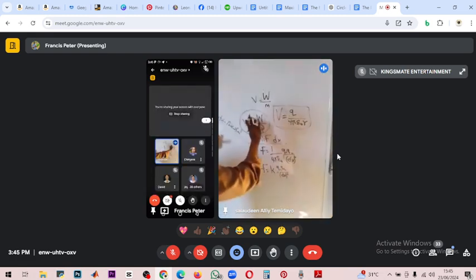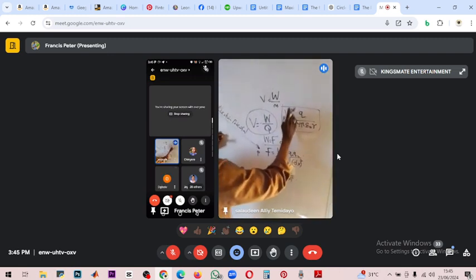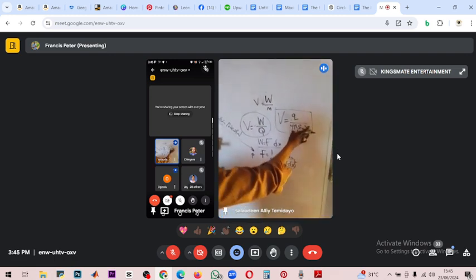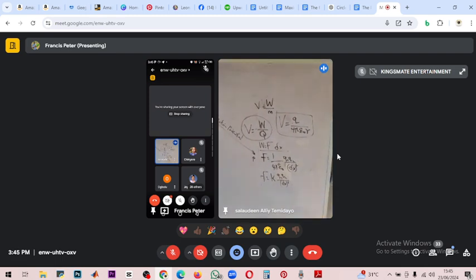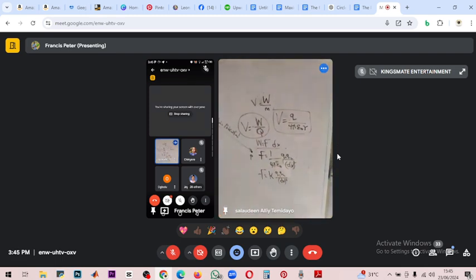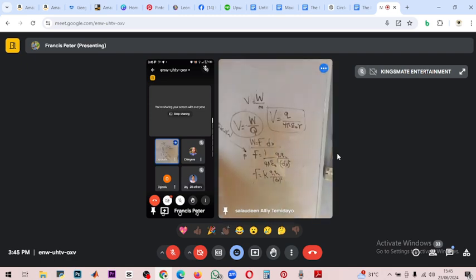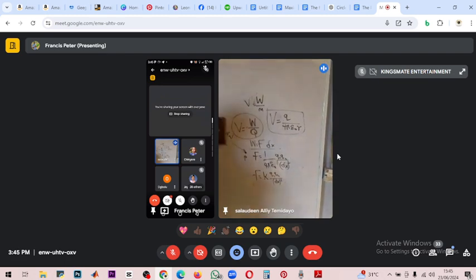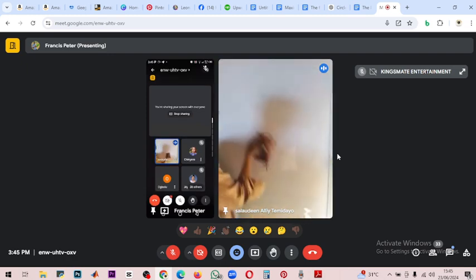V equals minus W over Q, you should put it down. So from derivation, V equals Q over 4 pi epsilon naught R. This is the formula for electric potential. So we have a surface that is known as an equipotential surface. Is there anyone that can explain what it means to us?